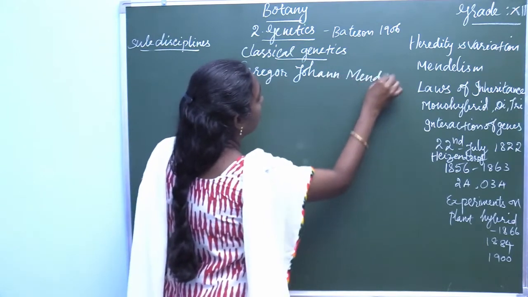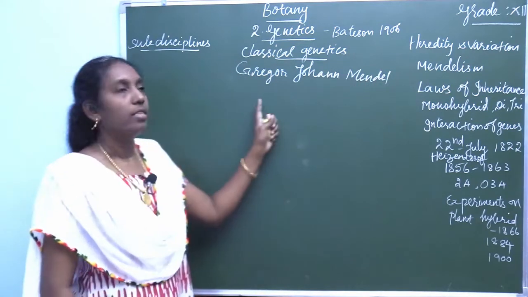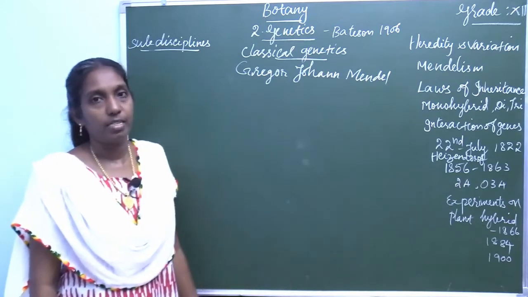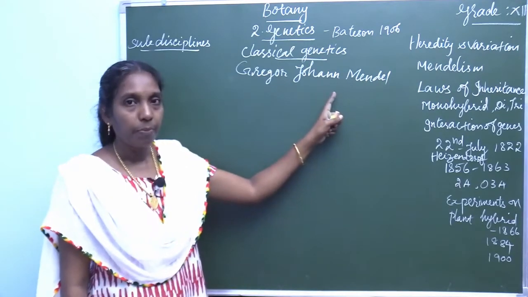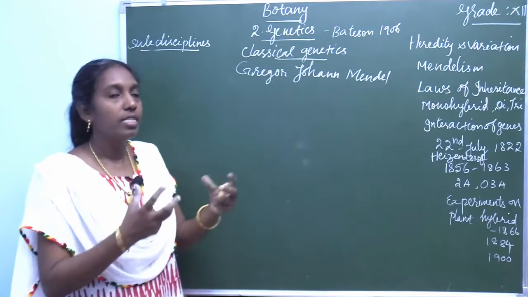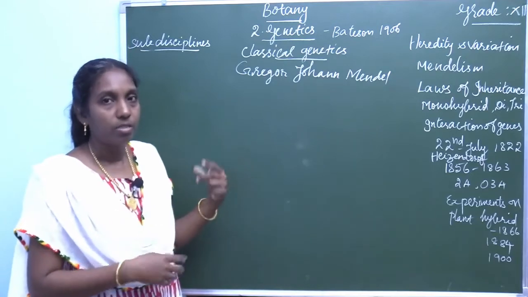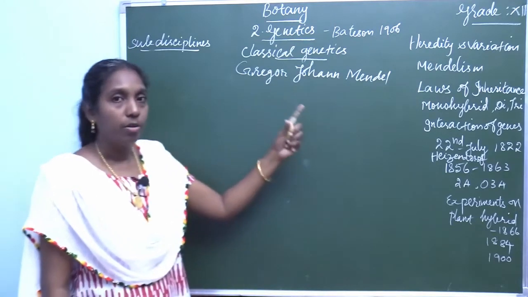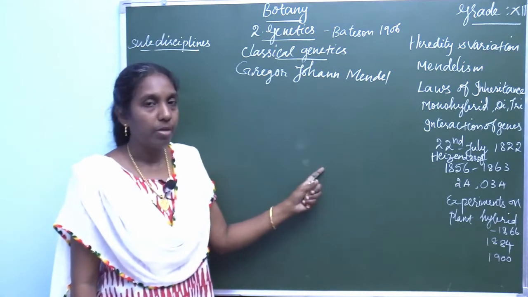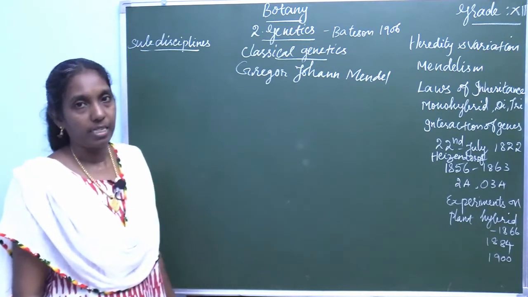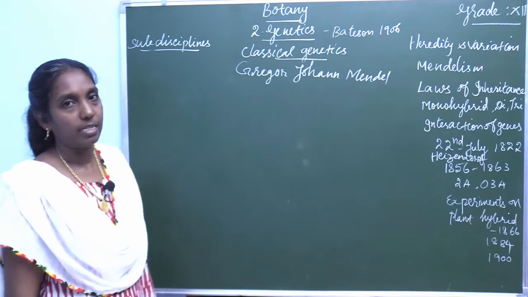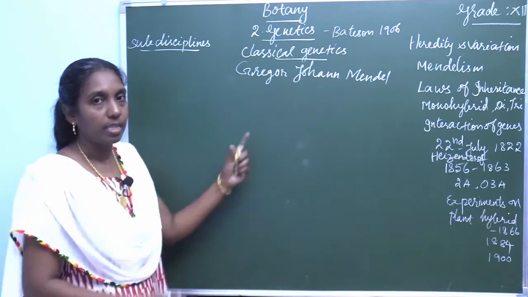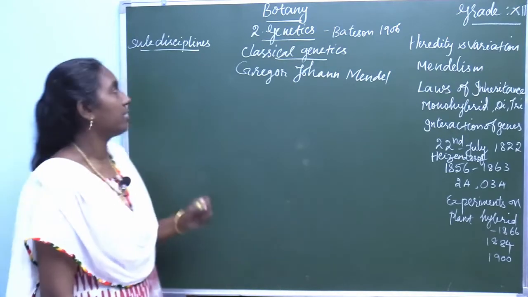Mendel was called the father of genetics, because he was the first person who introduced genetical science to the world. He conducted many experiments on garden pea plants, that is Pisum sativum plants. Because of certain reasons he selected these plants, which we can learn later.